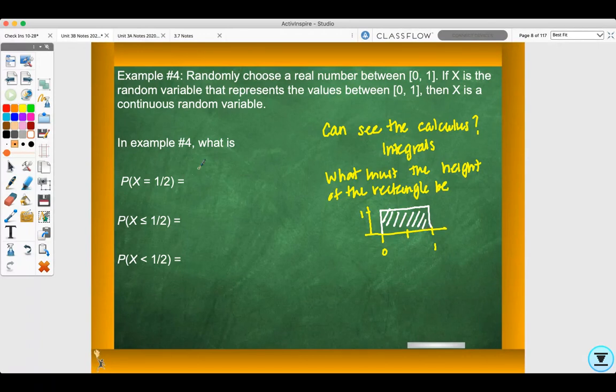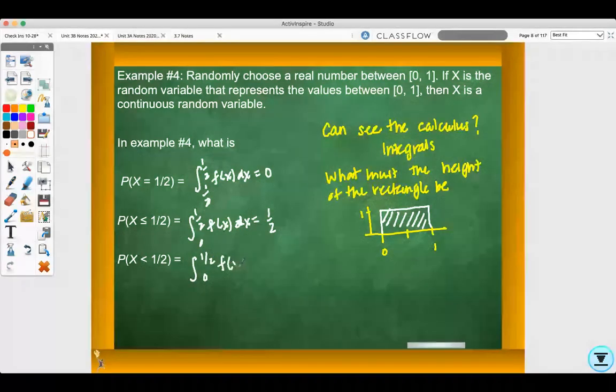So if you're thinking about this with calculus, which you won't have to do on any of your quizzes, the probability that x equals 1/2 would be my integral of my function from 1/2 to 1/2 of f of x dx, which equals 0. If it was less than or equal to 1/2, it would be from 0 to 1/2 of my function, and that would be 1/2. If it was just less than 1/2, it would also be from 0 to 1/2, and my area would be 1/2 for that. But you're not going to have to do this on any of your quizzes or tests.